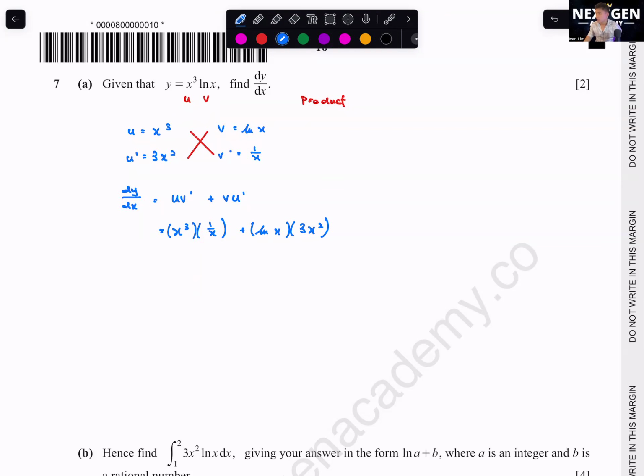From here, whatever you can simplify, you simplify. But remember, every time when we do product rule or quotient rule, normally if they never ask you to simplify, you don't need to simplify so much. Unless the following question requires you to simplify it. But for this one, the most you do is you just cancel these values out. So x squared, then don't put 3x squared behind. This one 3x squared, you put it in front here. So x squared plus 3x squared ln x.